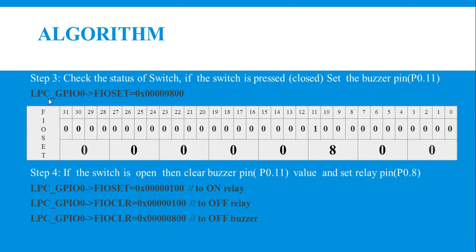So that instruction is LPC_GPIO->FIOSET = 0x00000800, which ensures that logic 1 is sent via the 11th pin of port 0. In turn, it's going to switch on the buzzer. Similarly, if you want to switch off the buzzer, you have to send logic 0.